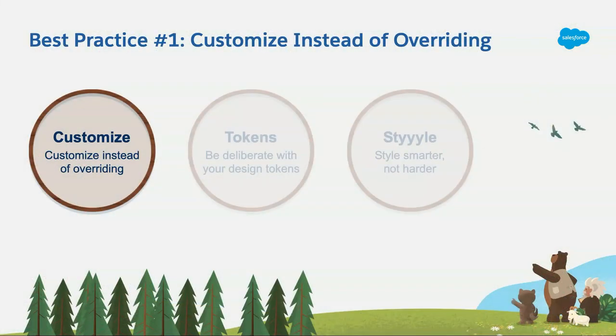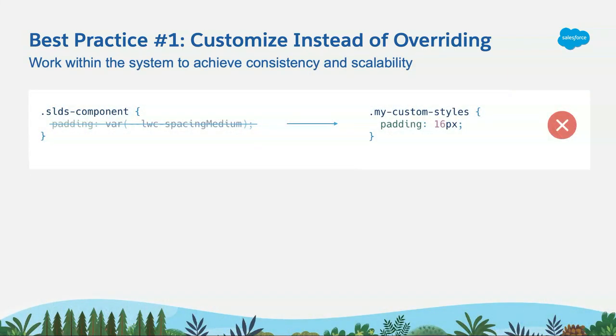Best practice number 1, customize instead of overriding. Whenever you need to change something about SLDS, perhaps color, spacing, or sizing, avoid using one-off solutions that override the system. How do you know you're overriding a system instead of customizing? Well, a good rule of thumb is if you're writing any styles that cancel out SLDS styles, you are overriding, not customizing.